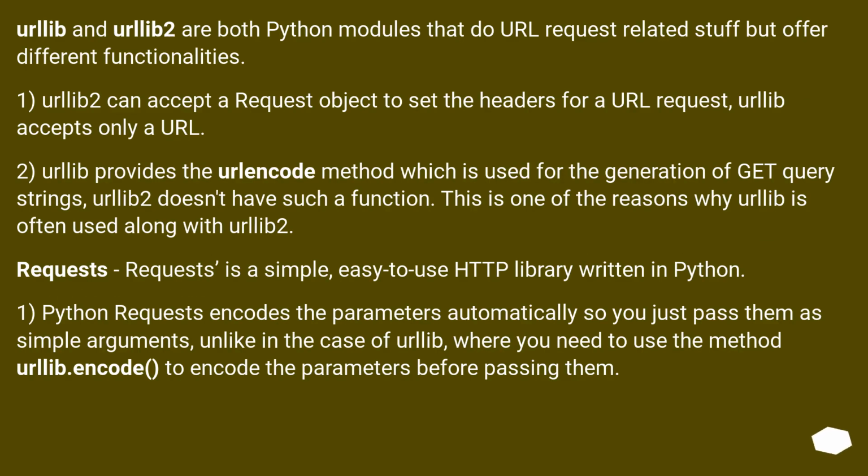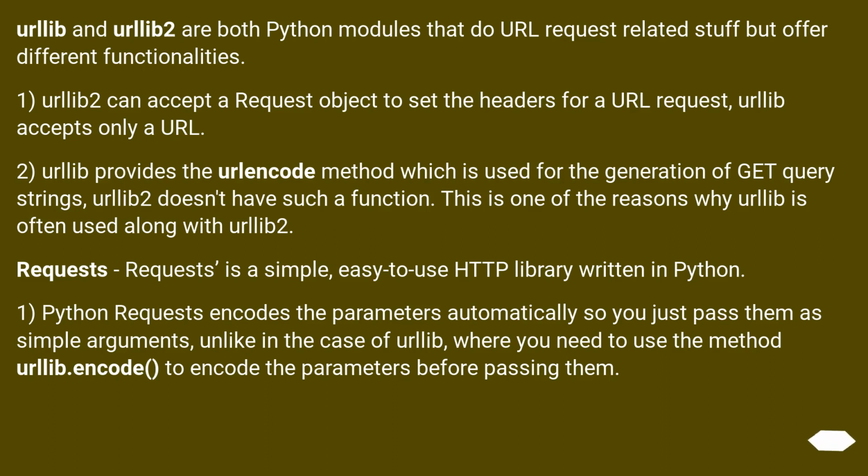urllib and urllib2 are both Python modules that do URL request related stuff but offer different functionalities. 1. urllib2 can accept a Request object to set the headers for a URL request. urllib accepts only a URL. 2. urllib provides the urlencode method which is used for the generation of GET query strings. urllib2 doesn't have such a function. This is one of the reasons why urllib is often used along with urllib2.